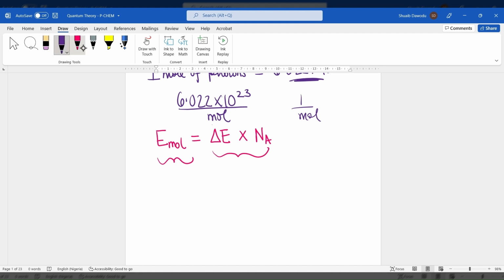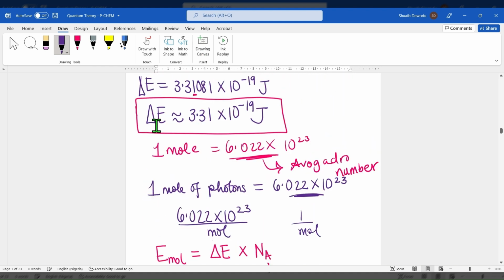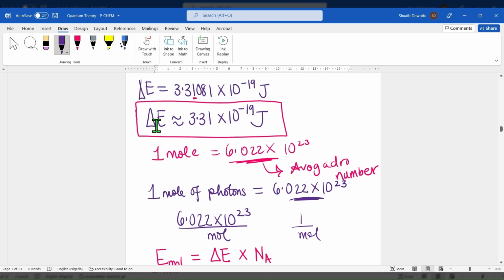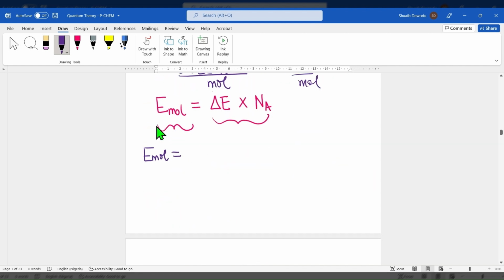So we have energy per mole is equal to change in energy, 3.31081 times 10 raised to the power of negative 19 joules.